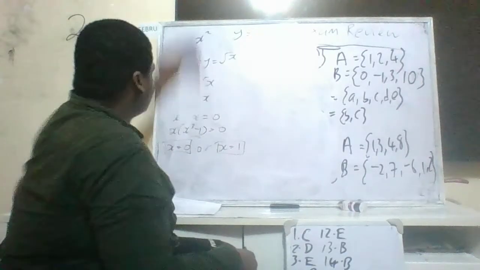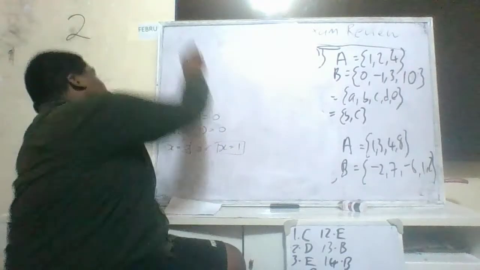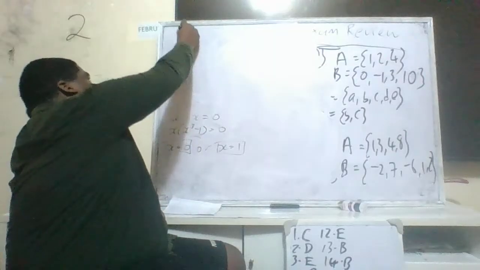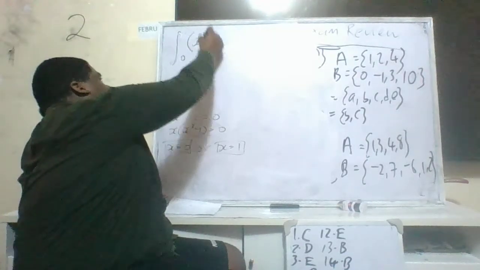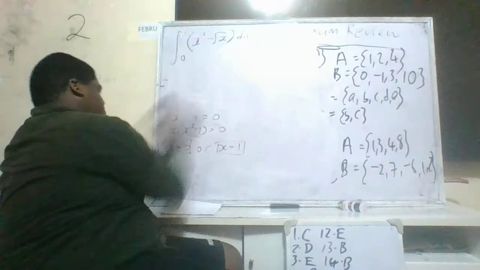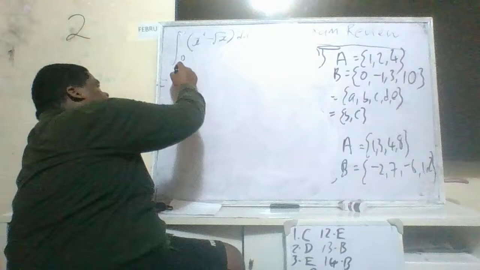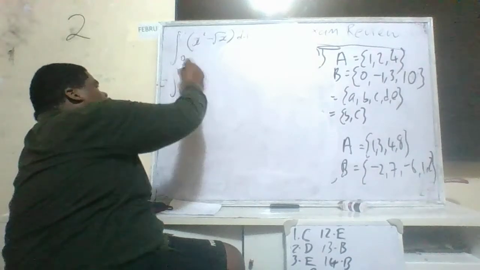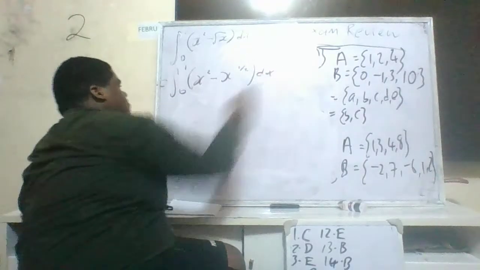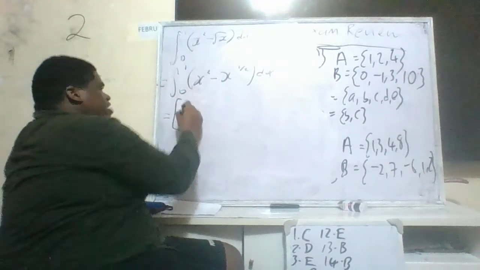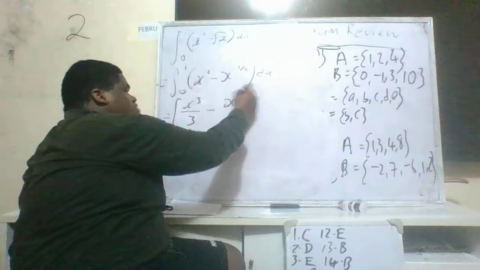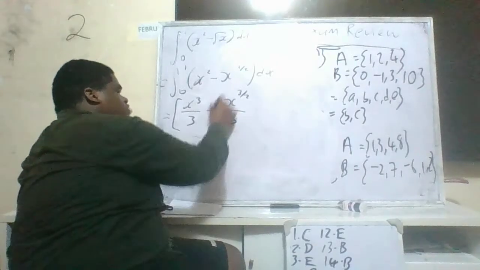So if x equals 0 and x equals 1, our limit would now be the integral from 0 to 1 of x squared minus the square root of x with respect to x. This will be equal to the integral from 0 to 1 of x squared minus x to the power of 1 over 2 with respect to x. If you evaluate the integral, you're going to have x to the power of 3 divided by 3 minus x to the power of 3 over 2 divided by 3 over 2, that is 2 over 3.